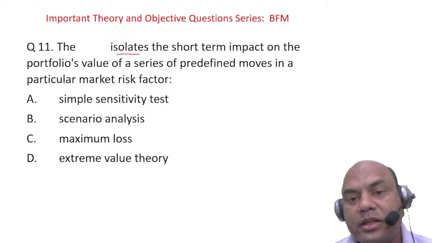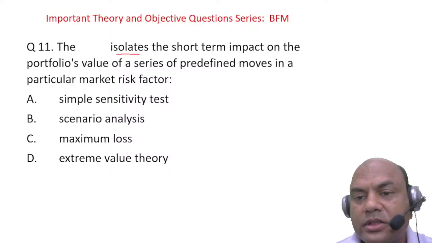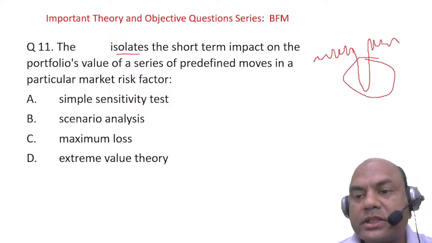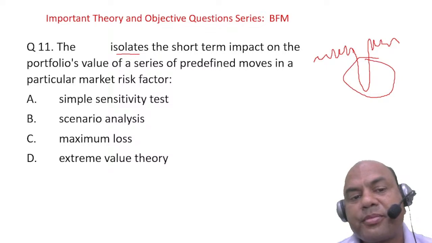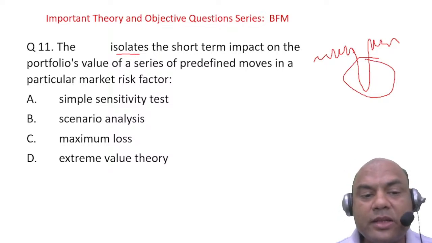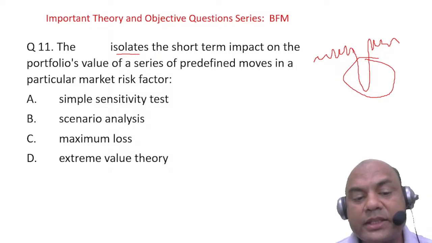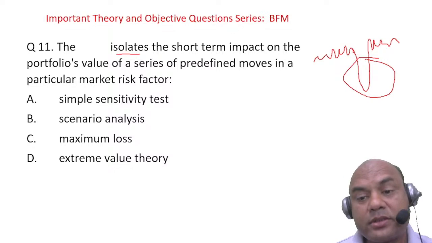Isolation means like this. COVID. Suppose this is my market trend going on, and COVID happens. So this is a one-off situation. This is isolation. So this isolation is done by whom? Simple sensitivity test, scenario analysis, maximum loss, and extreme value theory. So who does it? Think of it.